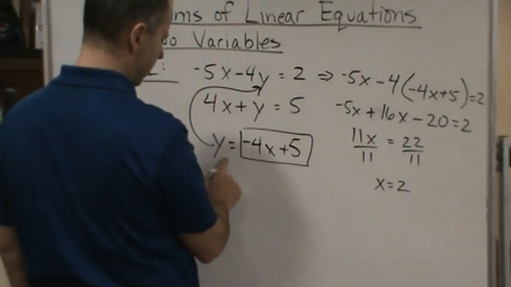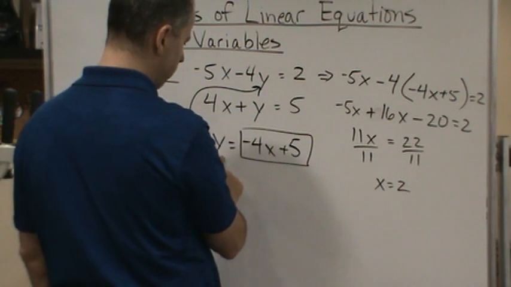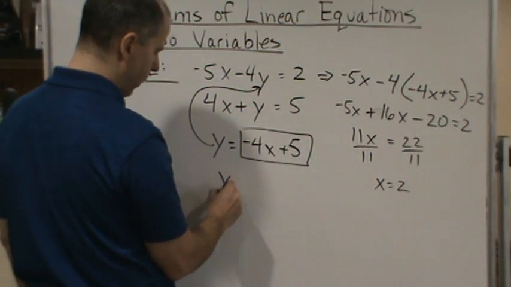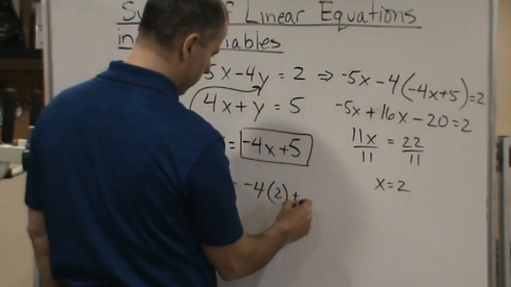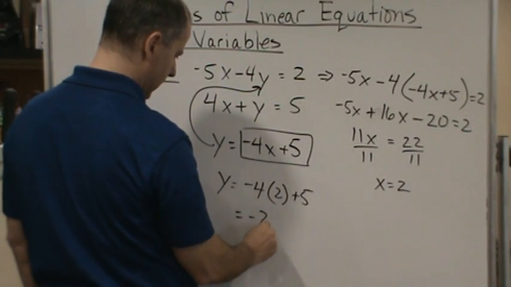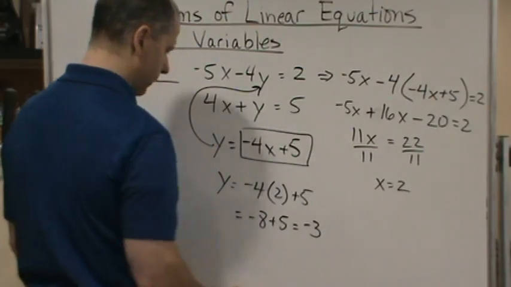In fact, I'm just going to plug it into this one. You don't have to plug it into this one. Now I plug it into this one, right? Because I've already got to solve for y. So now I'm going to say y equals negative 4 times 2 plus 5. And then I'm going to get what? y equals negative 8 plus 5, which equals negative 3.